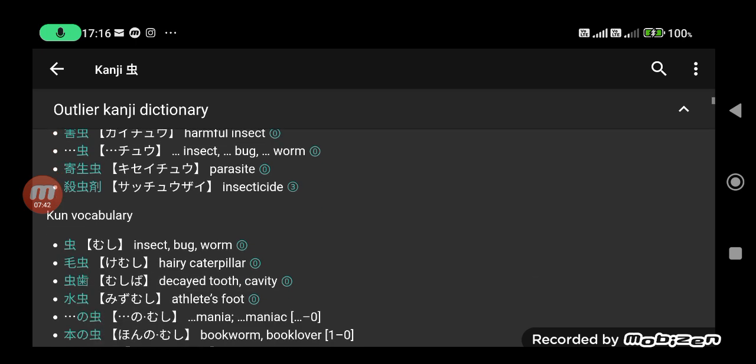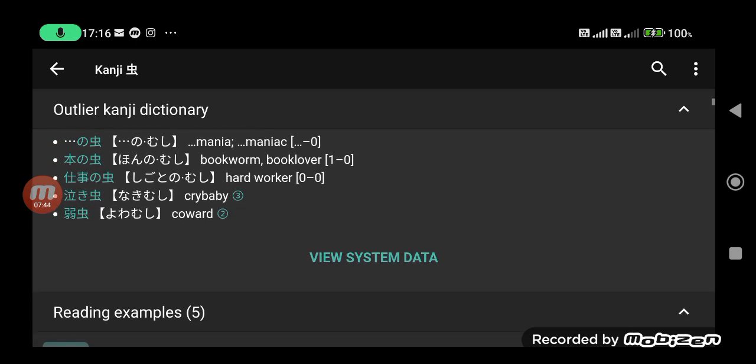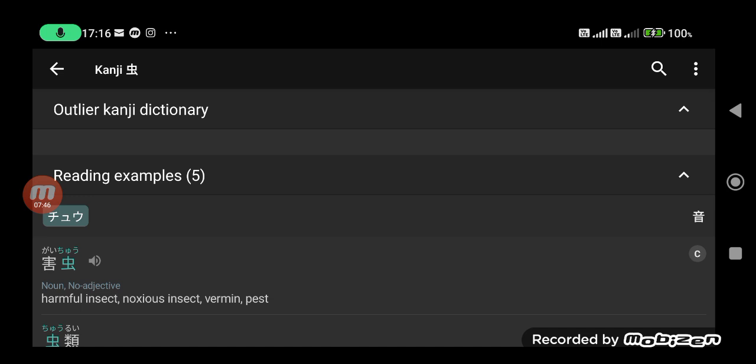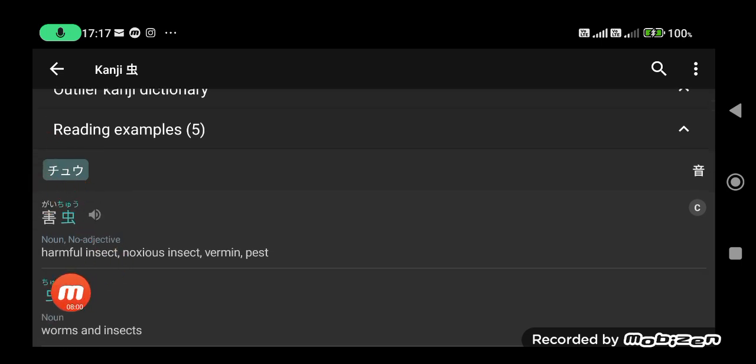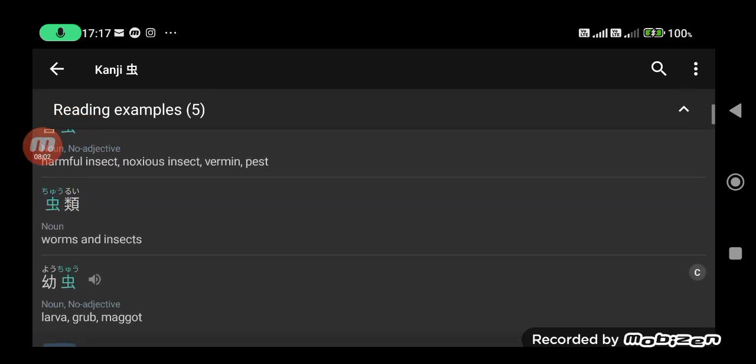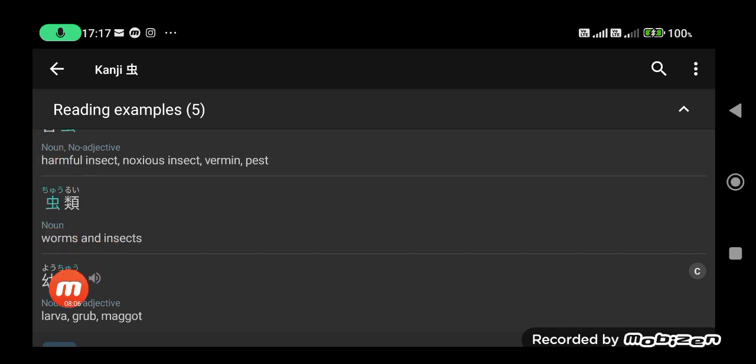Okay, let's have the vocabulary, minasan. So we have here gaichu. It's a harmful insect, gaichu. How about this? Churui.